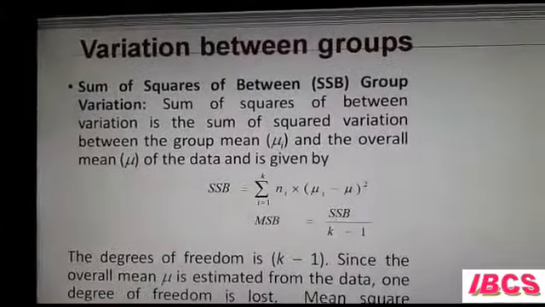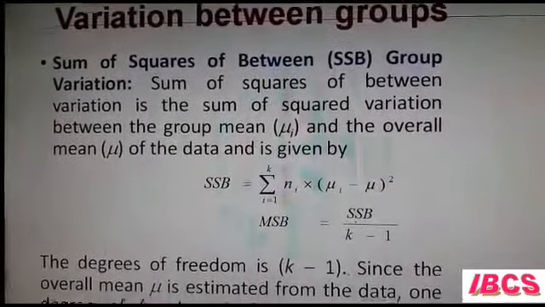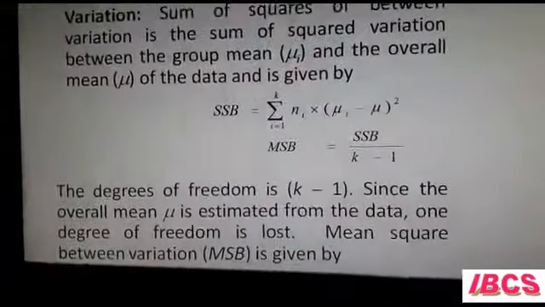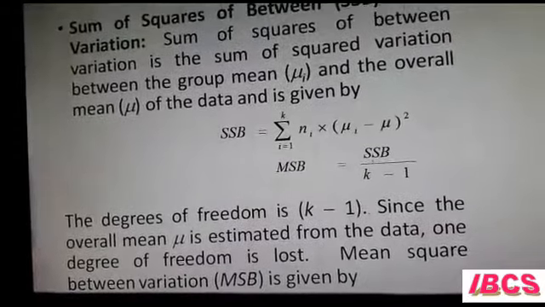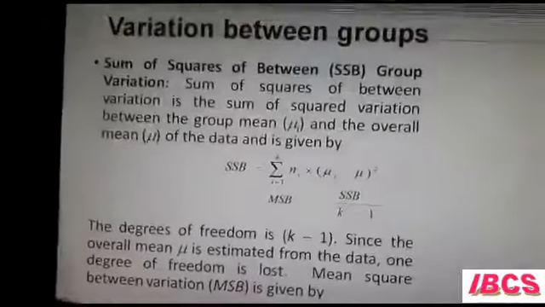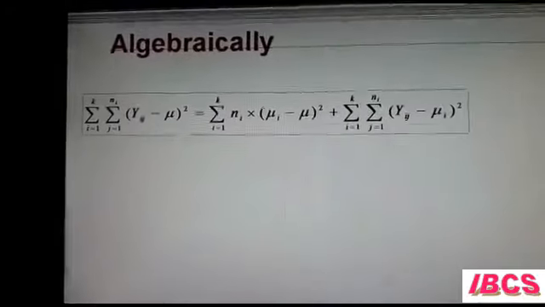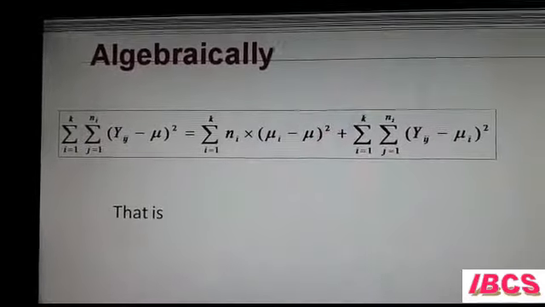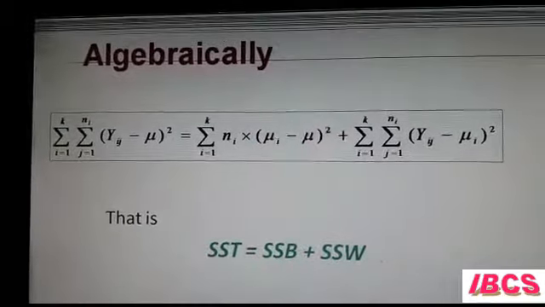Then similarly, variation between the groups, the sum of squares between the group, SSB, is calculated like this, and MSB is calculated as mean square between, SSB by K minus 1. Algebraically, this is represented as SST is equal to SSB plus SSW.